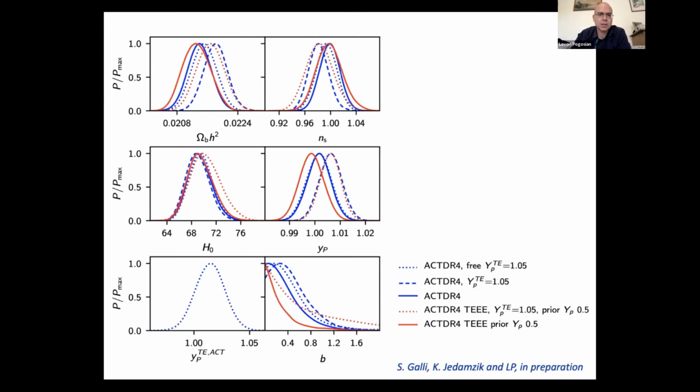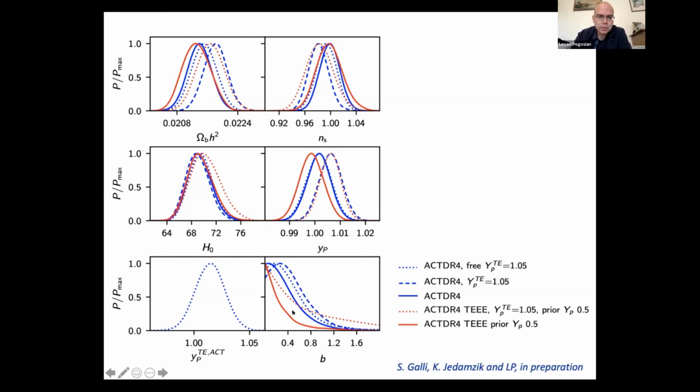So this is a plot showing what happens to ACT constraints when you either make this parameter free with some prior on this amplitude, or if you just fix it by increasing it by 5%. And so that's the difference between the blue line and the dotted and the dashed line. So either way, you significantly relax the constraint.